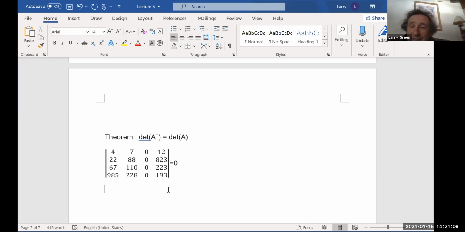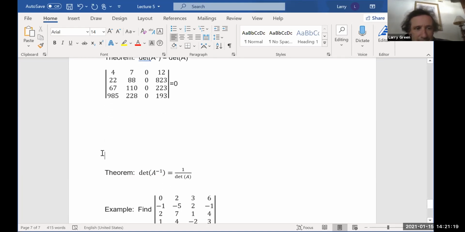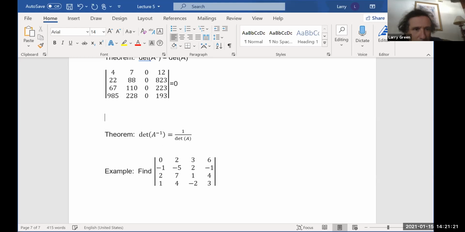Okay, so that's this theorem, and one of the big uses of it is that. Any questions on that? Okay, now the next theorem is the determinant of A inverse is 1 over the determinant of A. Why is that obvious? Why must that be true? Let's prove that one because it's an easy proof.